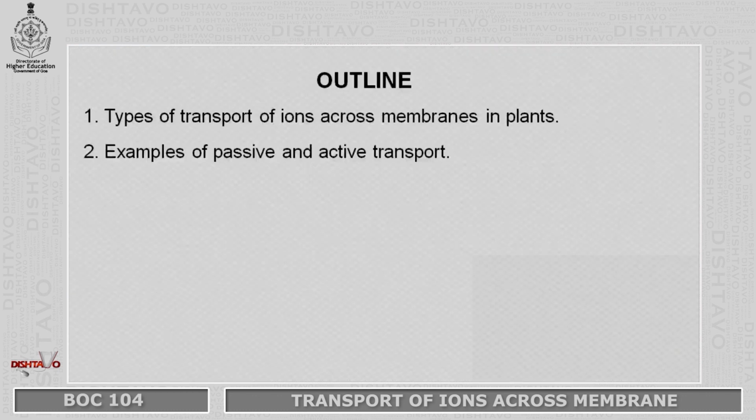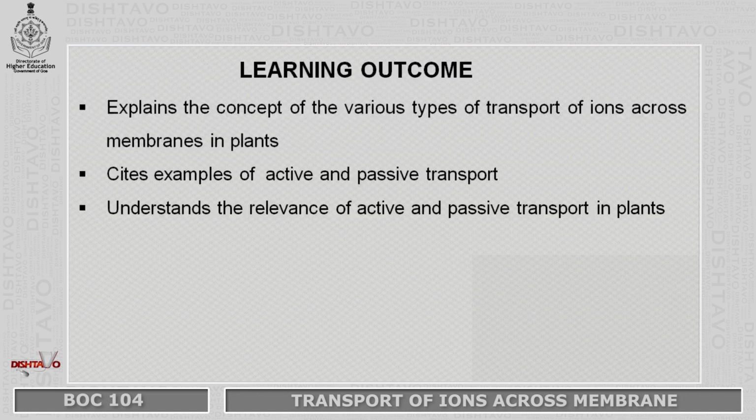Now, what's the outline of today's lecture? What we are going to see today is the various types of transport of ions across membranes in plants and the examples of this transport, that is the examples of passive transport and active transport. At the end of this, you will be able to explain the concept of various types of transport of ions across membranes in plants. You will be in a position to cite examples of active and passive transport and understand the relevance of active and passive transport in plants.